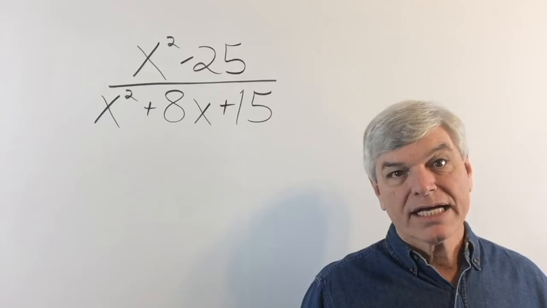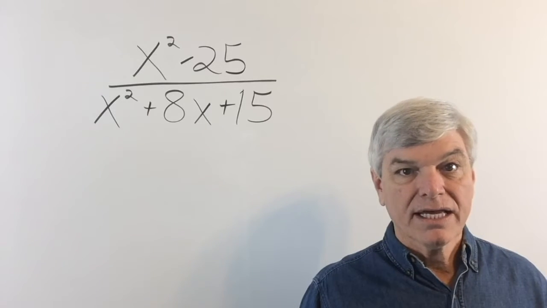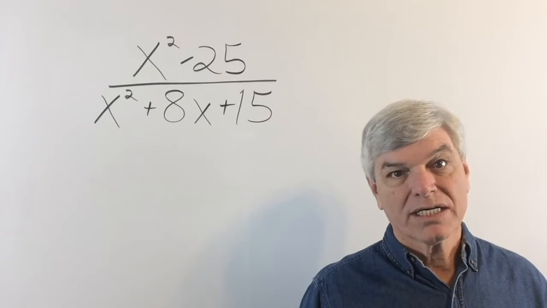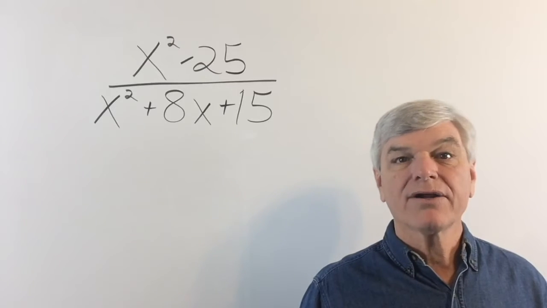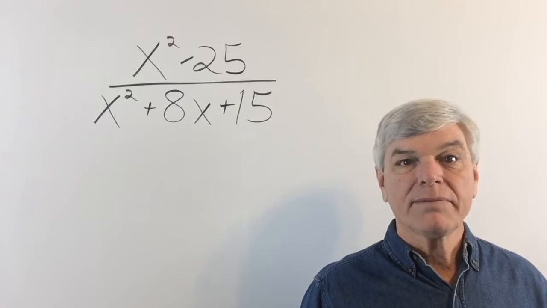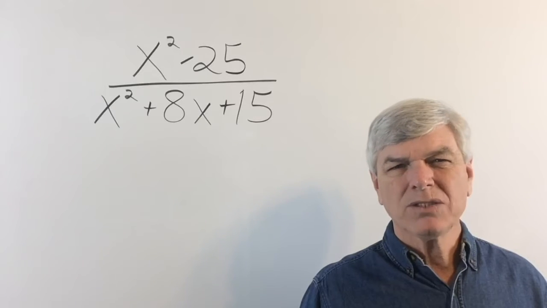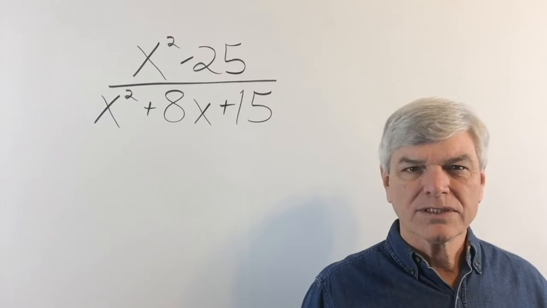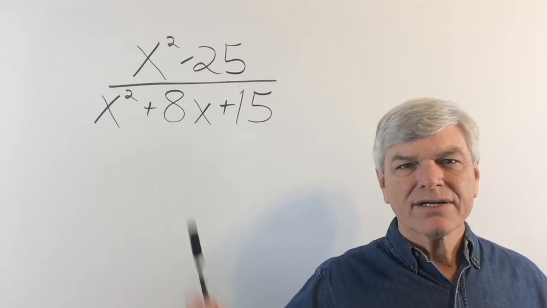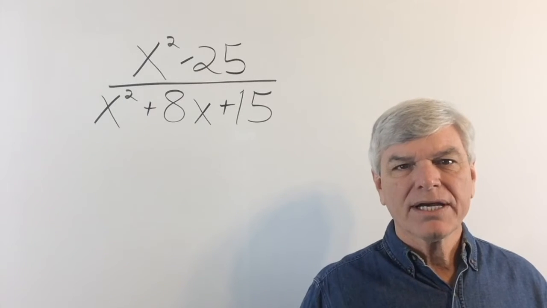Now, if that was x squared times something, and on the bottom you had x squared times something, that's a different matter. You can eliminate that. But that's not what we have here. Anyways, we went through sign, number, and variable. There was nothing there. Can we factor this polynomial up here?